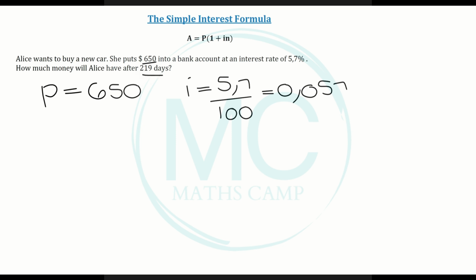Alice invests for 219 days. This is the duration of the investment. And we're going to use this to find our N value. But remember that N is always calculated in years. So to find N, we know that the average year has 365 days. So we can say 219 days out of 365. And we see that N will equal 0.6.